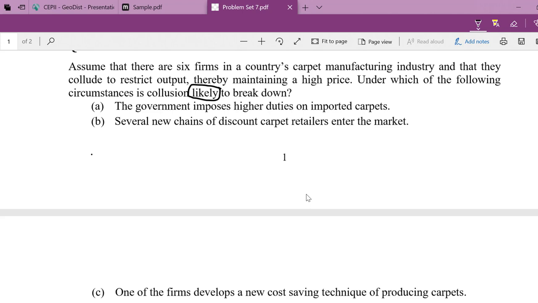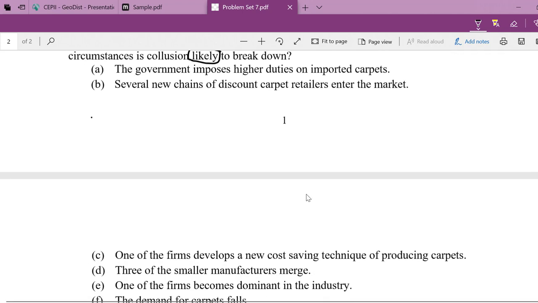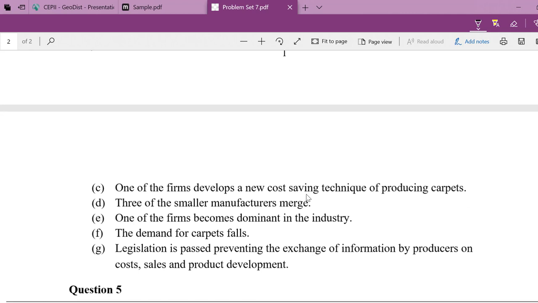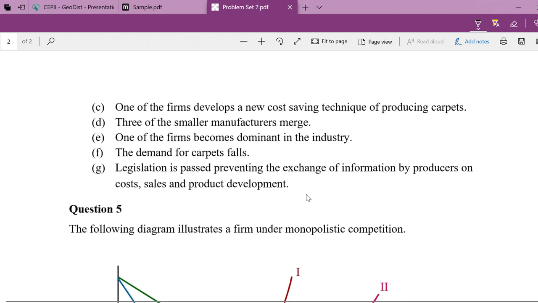So collusion fails as a result. They don't listen to each other when there is such a case. Collusion only works when there is a stable market with proper entry barriers.